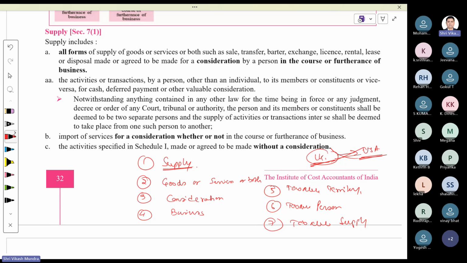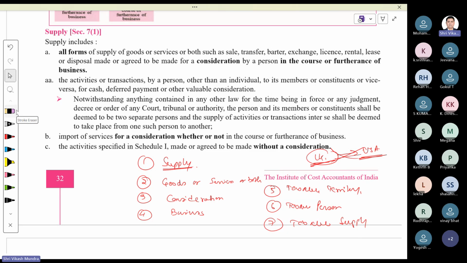Is it clear to all? If any of the elements is missing, ideally GST is not applicable on that type of transaction. For example, if I supplied alcohol liquor, petrol, diesel, etc., GST is not applicable. Even though petrol or alcohol are goods, and there is a consideration, and I'm engaged in the business of selling alcohol, still GST is not applicable. Why not? Because it is not a taxable supply.